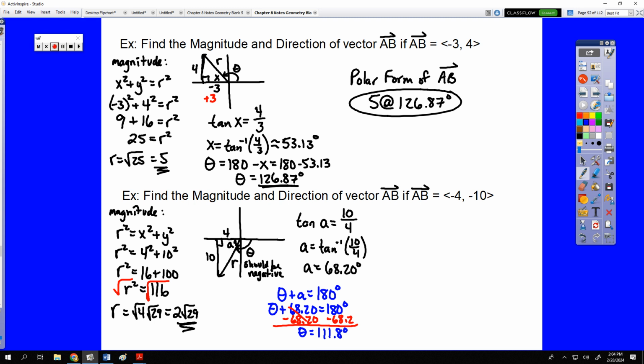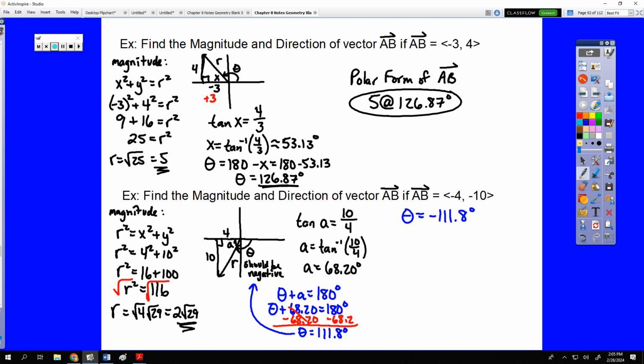But again, theta should be negative. So our actual angle would be negative 111.8 degrees. And I'm just going to quickly double check that calculation that I just did in my head. 180 minus 68.2.